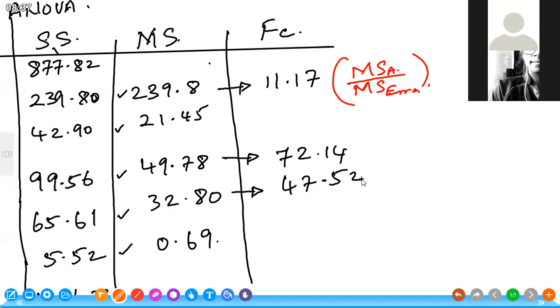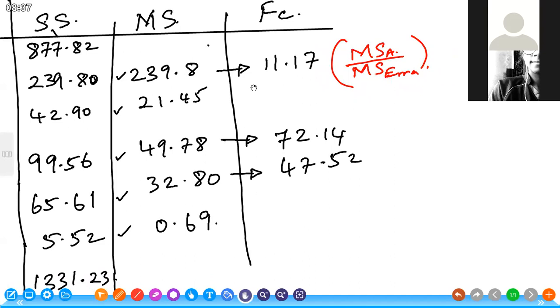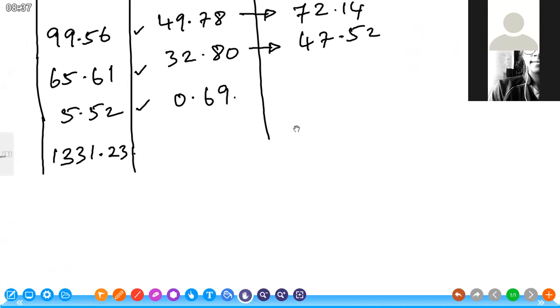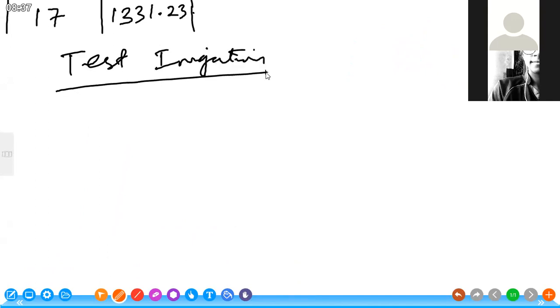Now we can do the testing. Remember these values, because I'm going to go down. Remember these three calculated values. Now I can test one by one. First, I'm going to test the irrigation effect. Here we need to test all the effects.